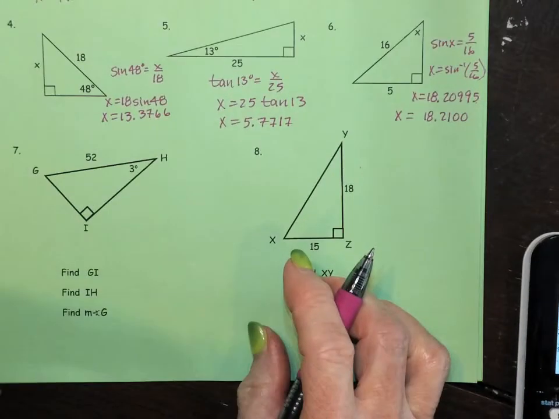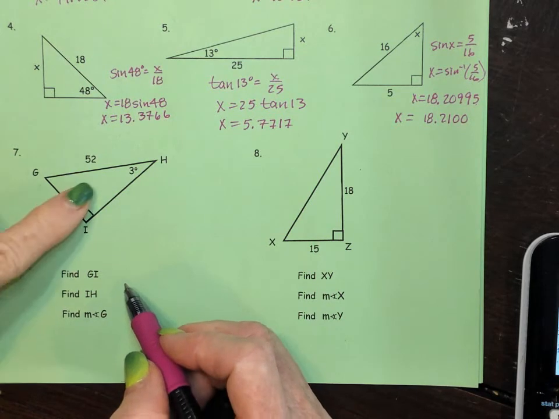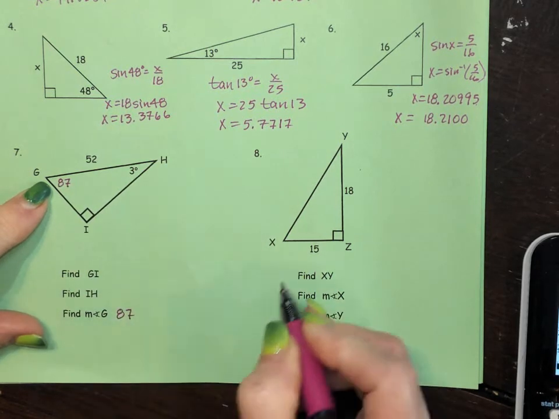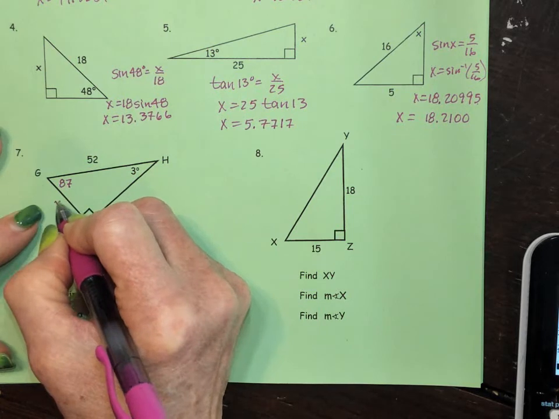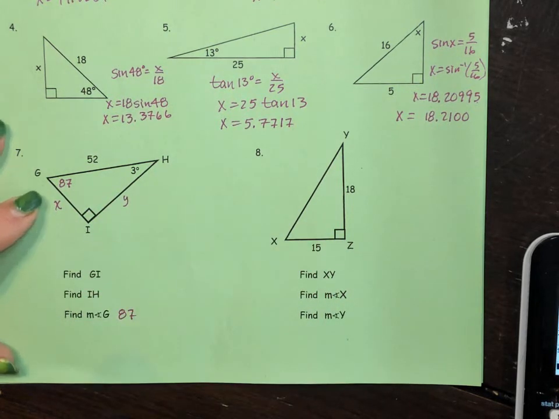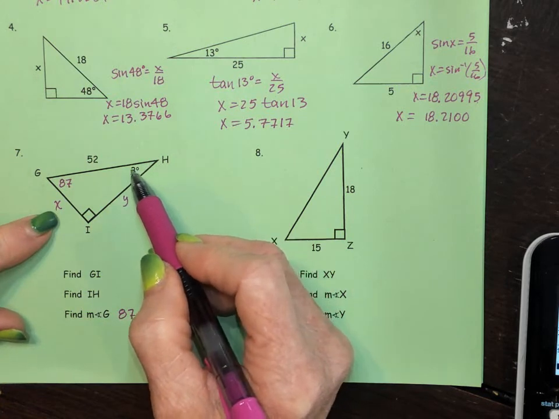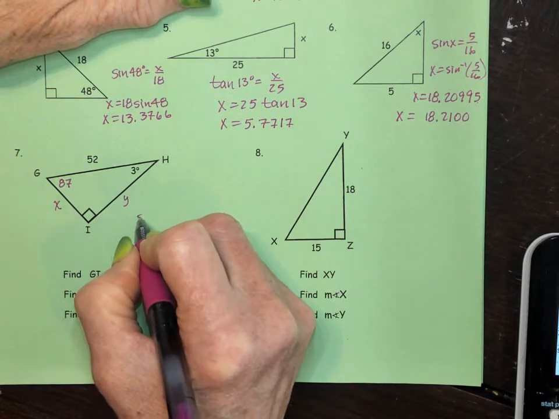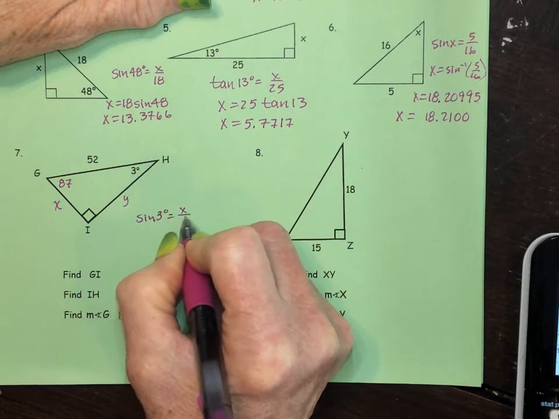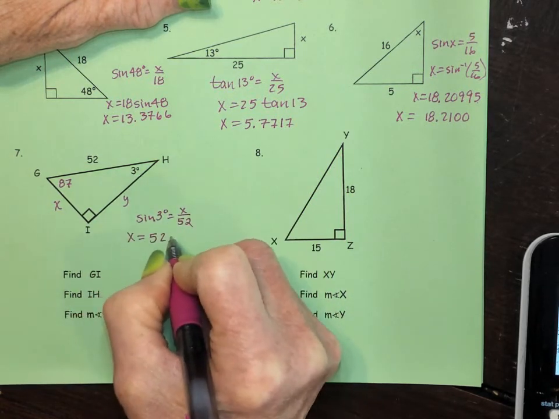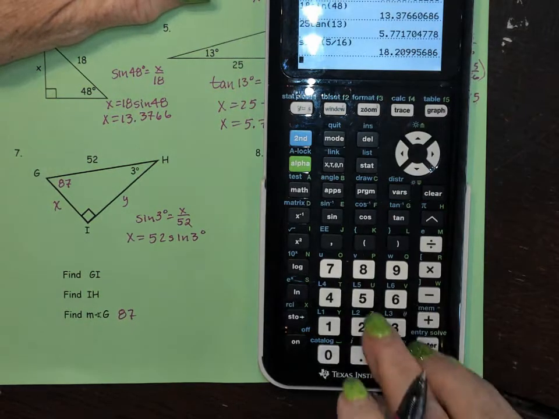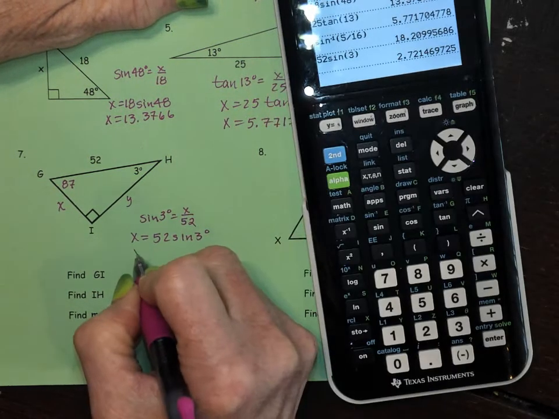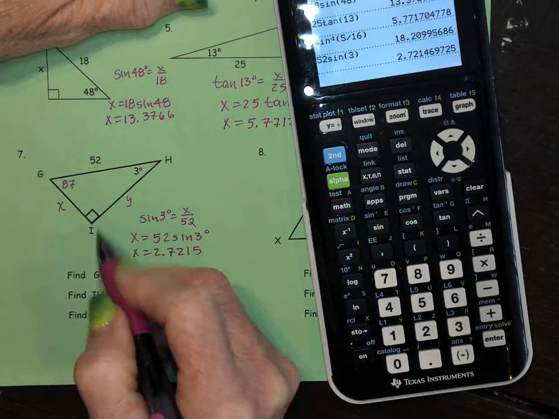Okay, number 7 down here. Oh, now this one we have to find a bunch of stuff. Angle G I can find right off the bat. That's 87. Now, let's find GI. Let me call that one X, and IH, let me call that one Y. Using the information given from this 3 degrees, X is the opposite, and the 52 is the hypotenuse. That's a sine. Sine of 3 degrees is X over 52. X is 52 sine 3. 2.7215. And that was GI.